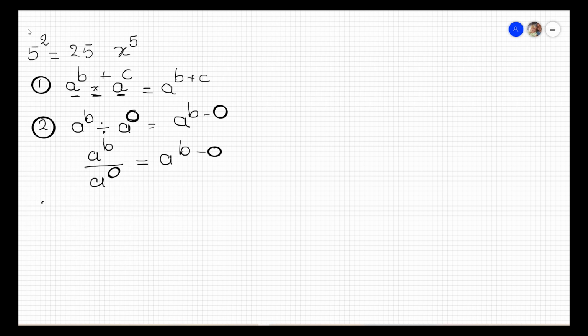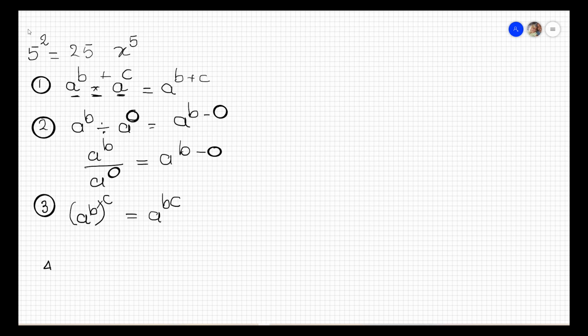For the third property, if we have a to the power of b, all raised to the power of c. For you not to forget, remember, you could do something like this: b times c. So it is equal to a to the power of b times c.